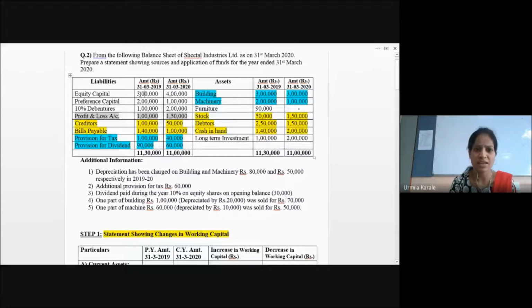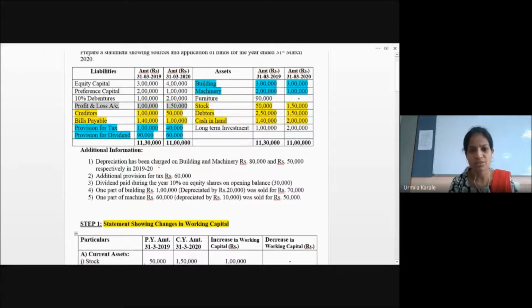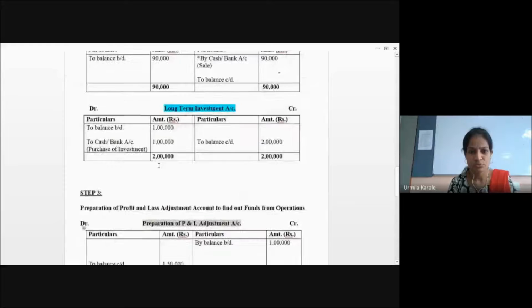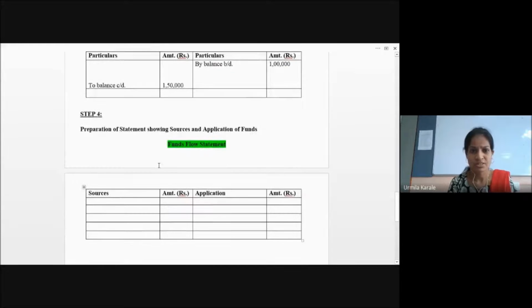So you can see 3 lakh was the share capital. Now it is 4 lakh. Means 1 lakh more you may have issued. So this will go to the fund flow. Issued means you will get the money. So fund flow statement, sources side, issue of equity share capital, 1 lakh. So whatever amount has increased, whatever money you have got extra because of the issue, only that we are showing.